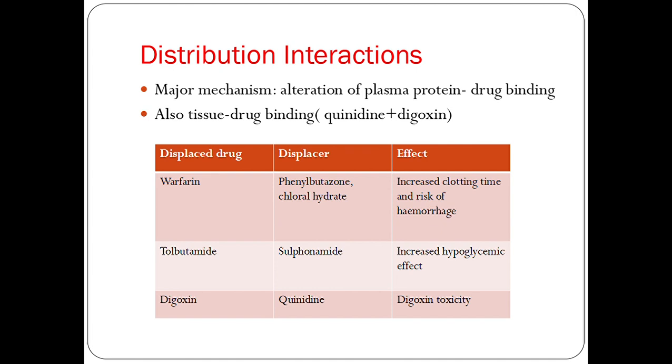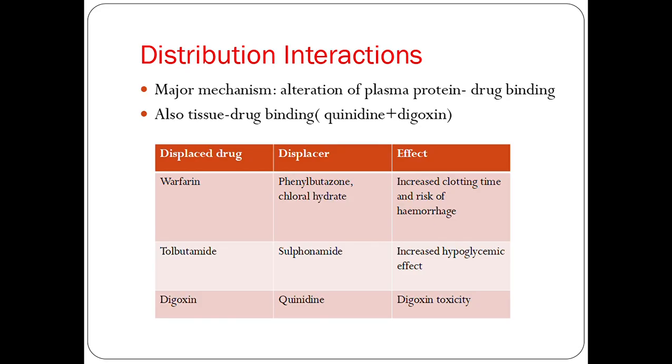Then distribution interactions. The major mechanism is alteration of plasma protein drug binding, also tissue drug binding, for example quinidine plus digoxin. This table shows the displaced drug, displacer and effect. When warfarin is given with phenylbutazone or chloral hydrate, they will displace the warfarin and there will be increased clotting time and risk of hemorrhage.